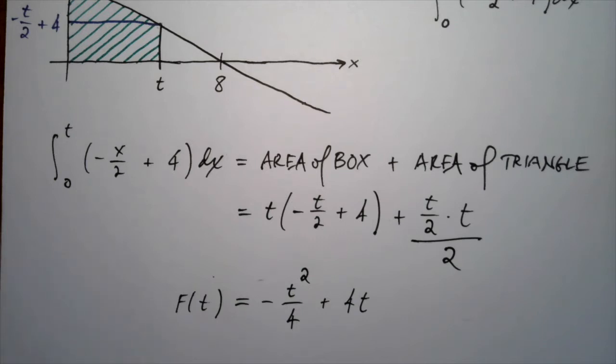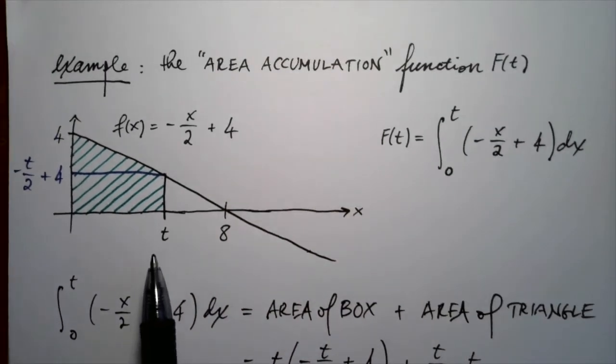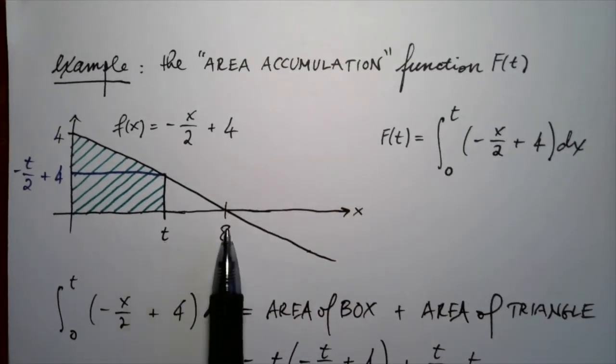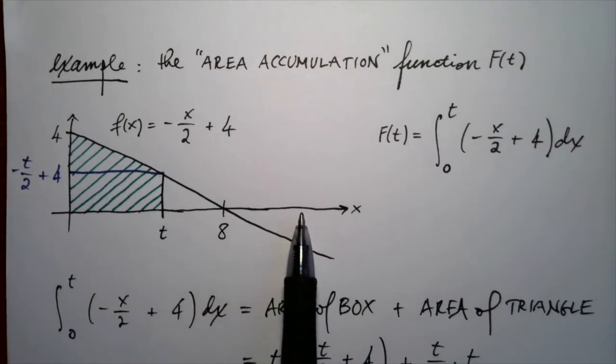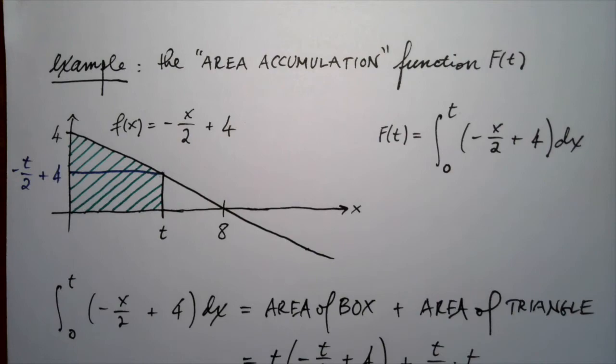And now here's a cool thing. That argument was dependent on the t variable being here to the left of this spot 8. If I move t back and forth, that same argument will work for this region. What happens if t is over here, larger than 8? Let's do that next.